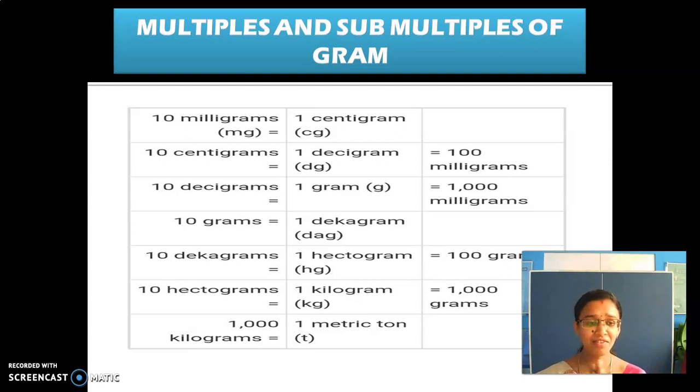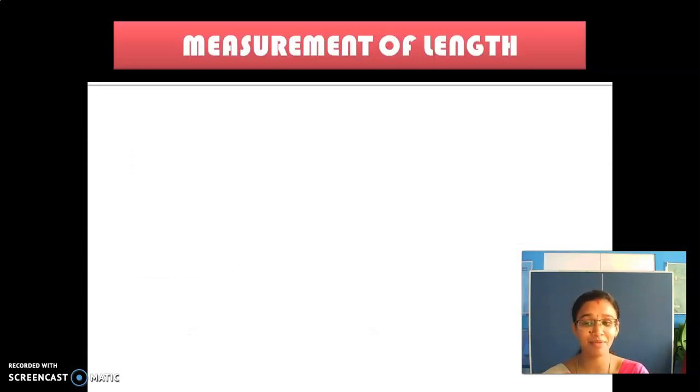So you have seen conversions also, right? For converting meter to kilometer, what we have to do, children? For converting meter to kilometer, we have to divide it by 1000. And for converting kilometer to meter, multiply by 1000.